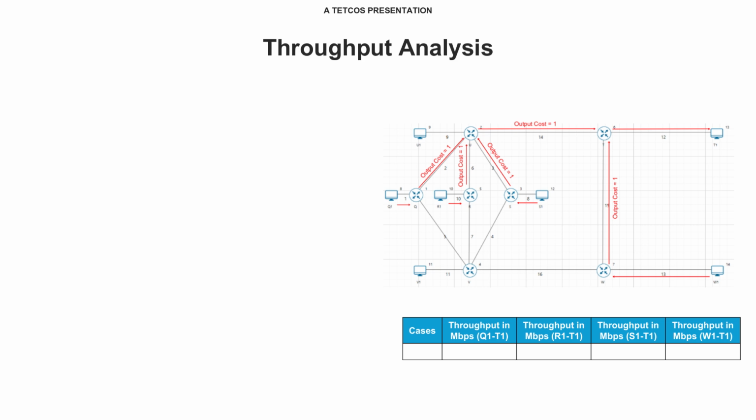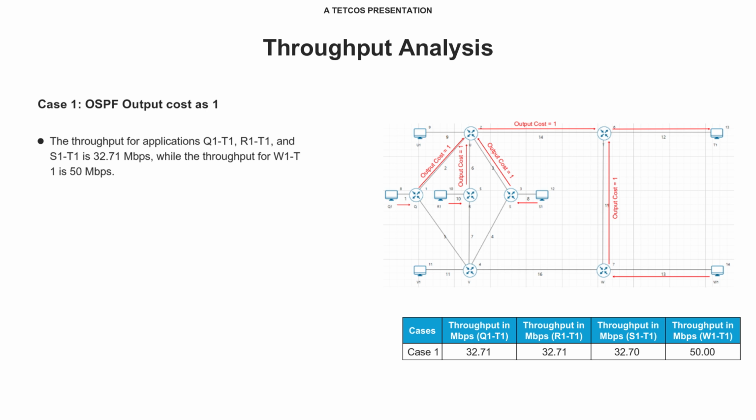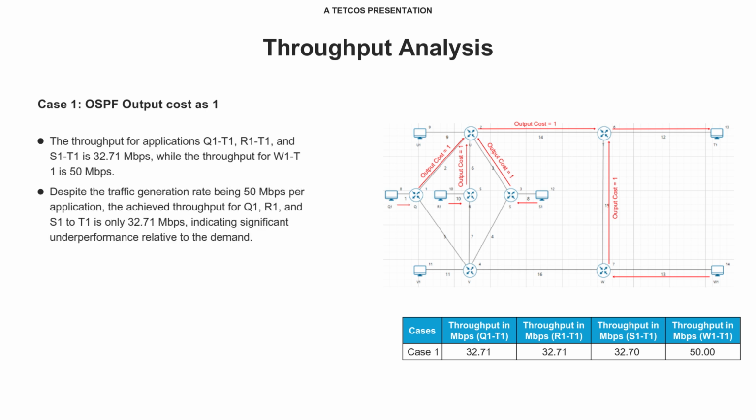Now, let's analyze the throughput in case 1, where the output cost is set to 1. The throughput for applications Q1 to T1, R1 to T1, and S1 to T1 is 32.71 megabits per second, while the throughput for W1 to T1 is 50 megabits per second. Despite the traffic generation rate being 50 megabits per second per application, the achieved throughput for Q1, R1, and S1 to T1 is only 32.71 megabits per second, indicating significant underperformance relative to the demand.